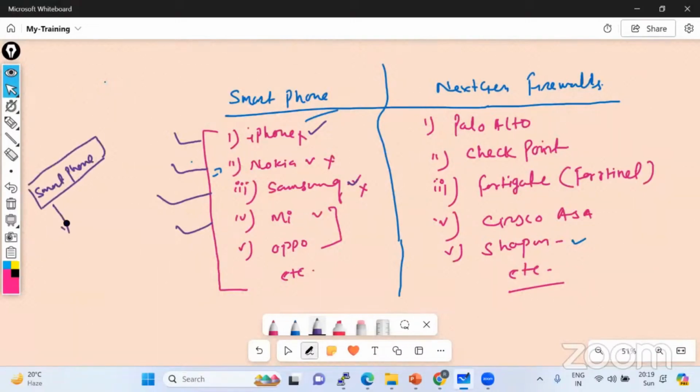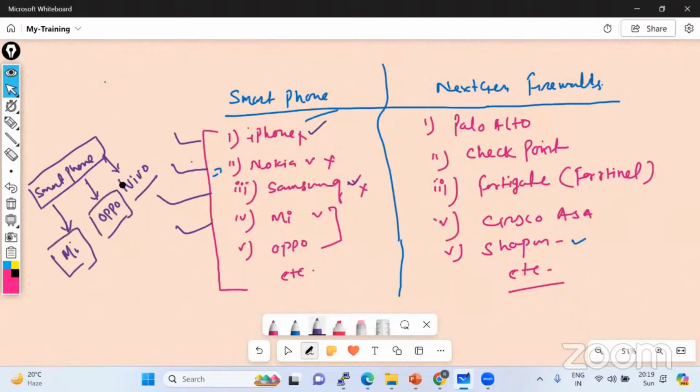So within their budget, the most selling product could be Mi, low cost. Maybe they are going to purchase Oppo, right? They are going to purchase Vivo also. These are the top selling models in the market because they offer a very good product at a low cost. So people are always going to select these products in the market, right?